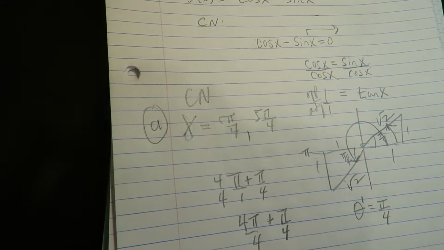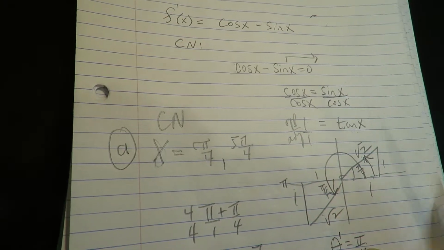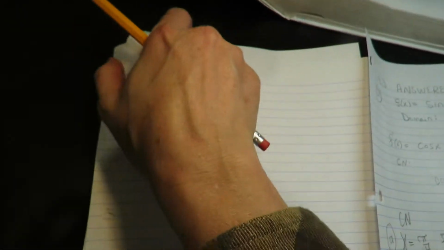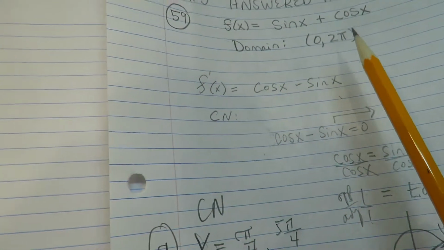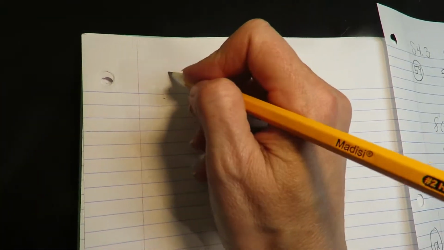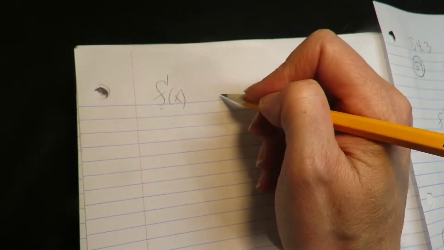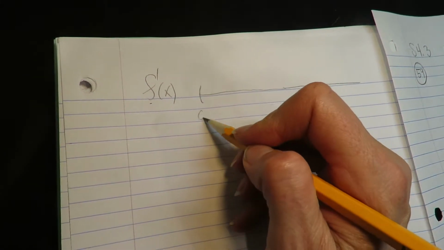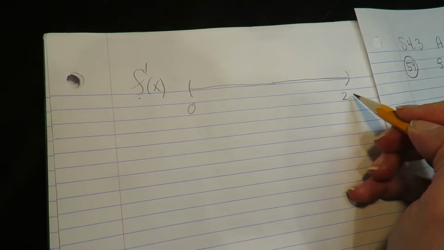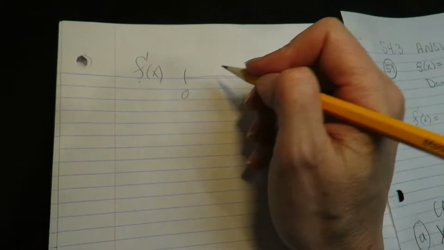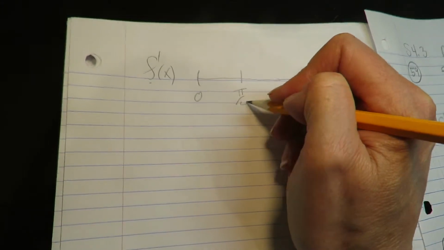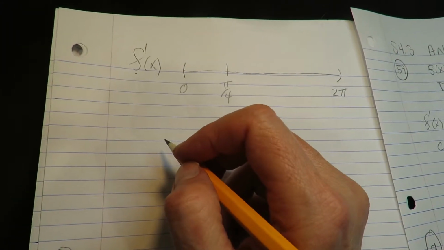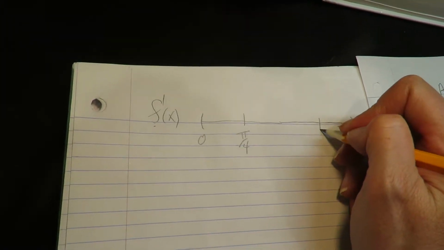Alright, so now let's set up the number line. When you set up the number line, just remember you have to stay within this domain, okay? Alright, you're going to put your critical numbers on there. Pi over 4 and 5 pi over 4.